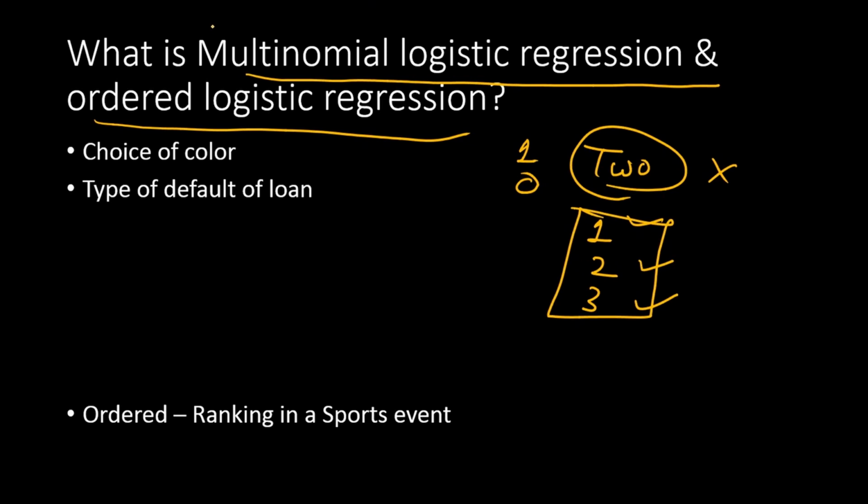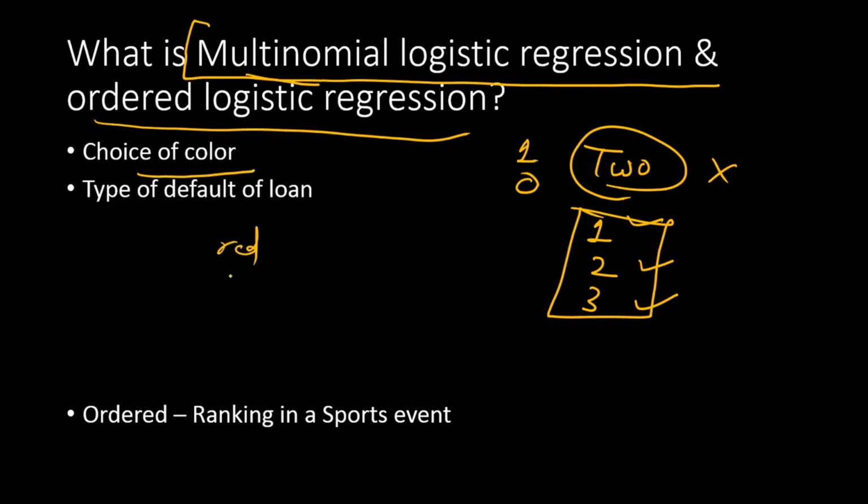So that kind of situation is dealt with by using a special type of logistic regression known as the multinomial logistic regression. In the multinomial logistic regression, you cannot categorize or order the different values of the dependent variable. One example could be the choice of color. Okay, so there are different colors.